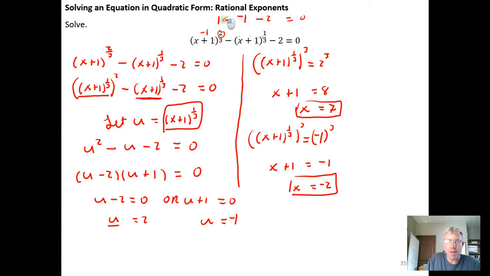So we get 1, we get a double negation. 1 plus 1 is 2. 2 minus 2 is 0. You get 0 equals 0. So both numbers check if you plug them into the original equation, and you really do need to do that, unfortunately.